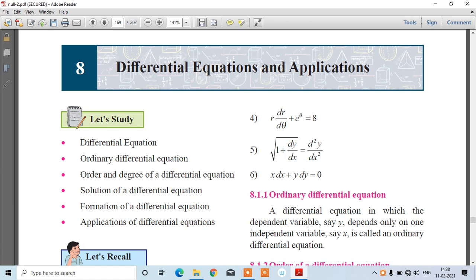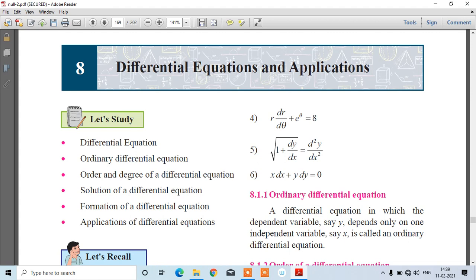Dear students, today we are going to discuss the topic of differential equations and applications. Now see, in this topic what we are going to study. First of all, we will study what is the meaning of differential equation. Then in this topic we have to study the ordinary differential equation. Then next point is how to find out order and degree of a differential equation.